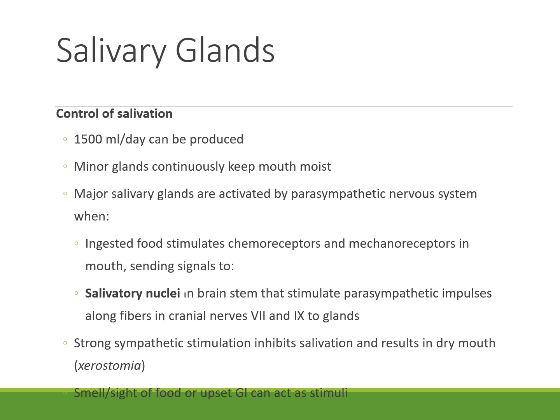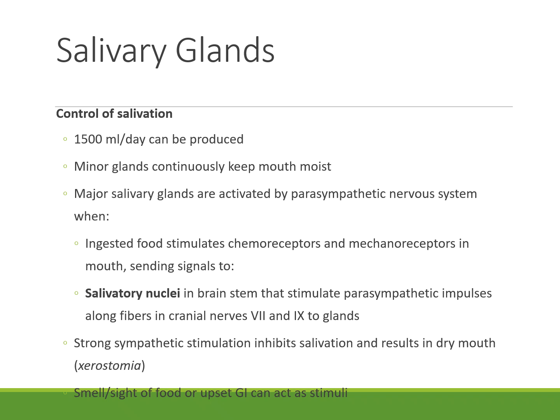How do we control our salivation? Surprisingly, you make 1,500 milliliters or 1.5 liters of spit every single day. So that's actually a lot more than most people are aware of. The minor glands continuously help keep the mouth moist. The major salivary glands are activated when the parasympathetic nervous system activates them, again, because this is part of our digestive system.